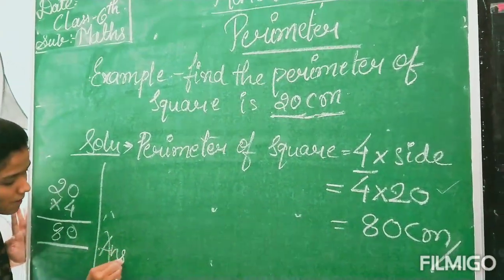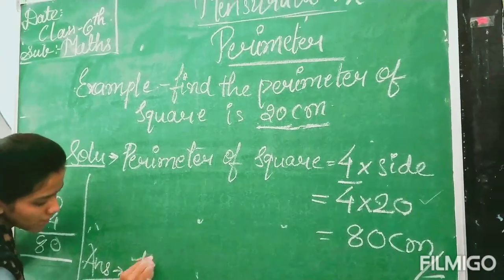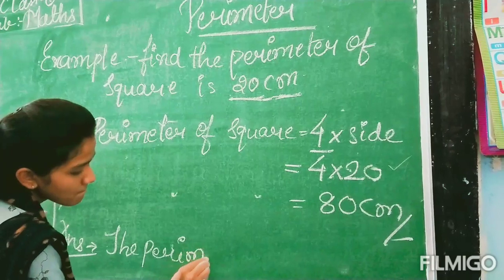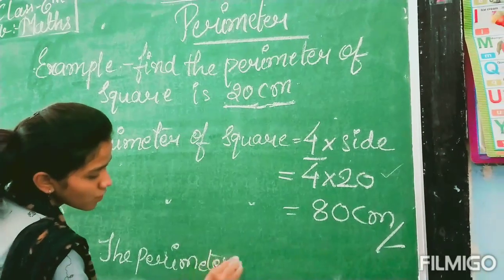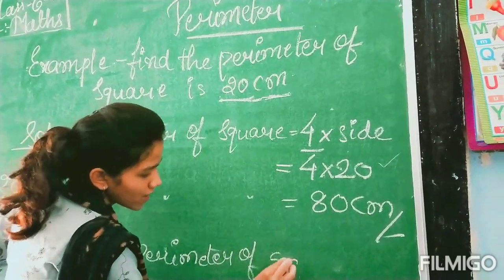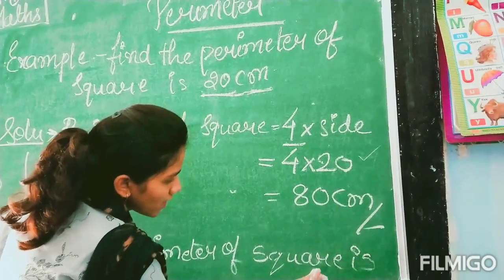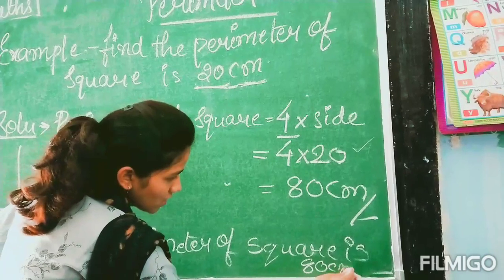Write the answer. The perimeter of square is 80 centimeter.